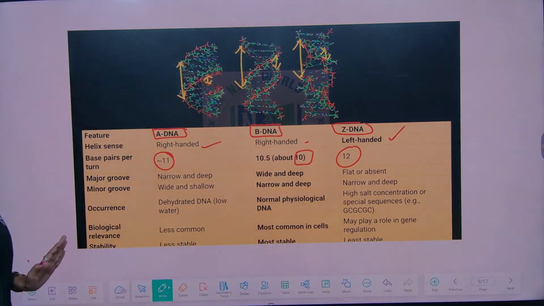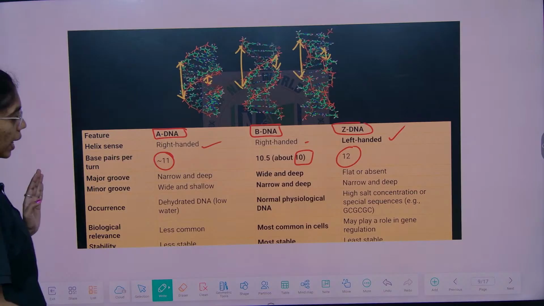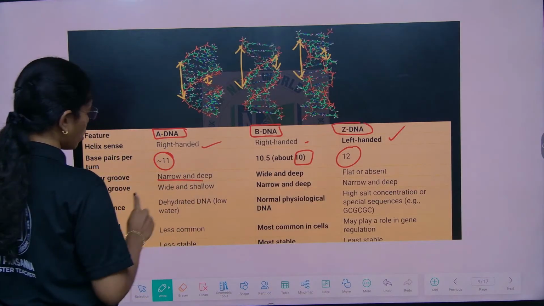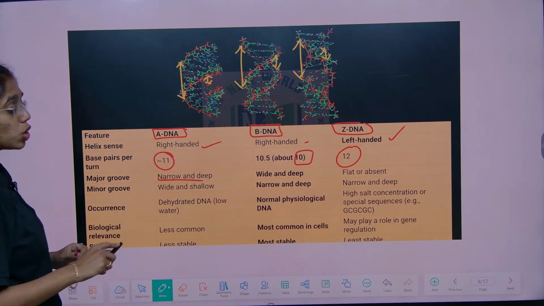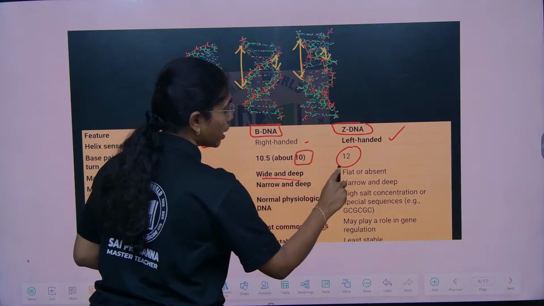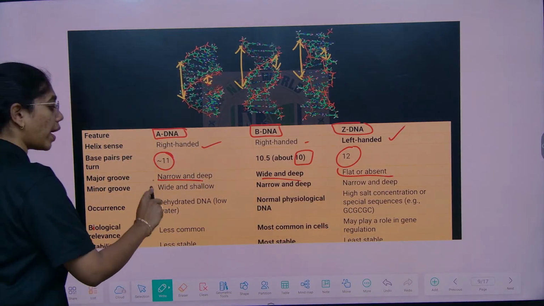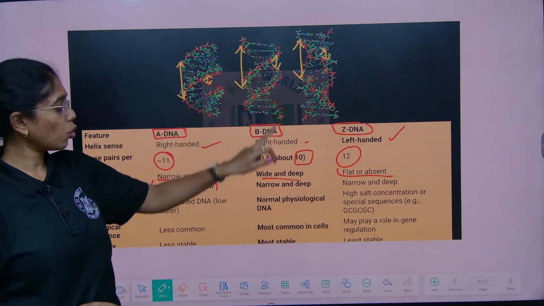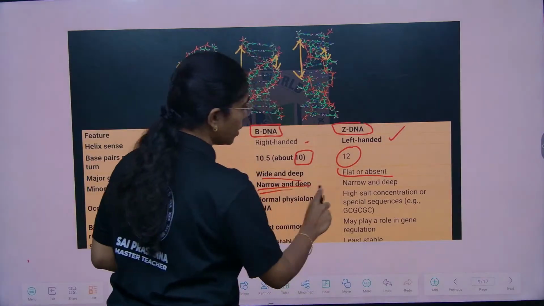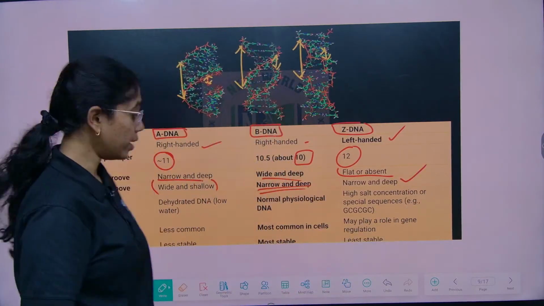What type of minor and major grooves can you observe in A, B and Z DNAs? In A type DNA, the major groove is narrow and deep. In B type DNA, it is wide and deep. In Z type DNA, it is flat or absent. Minor groove is wide and shallow in A type DNA. Minor groove in B type is narrow and deep. Minor groove in Z type DNA is again narrow and deep.